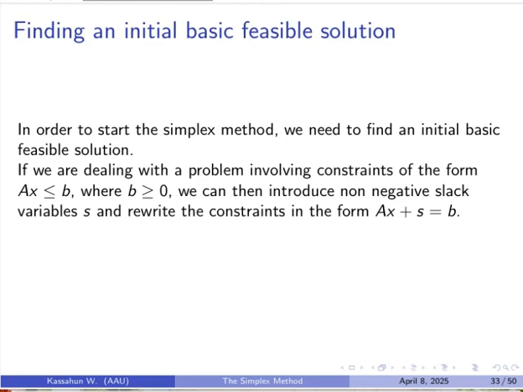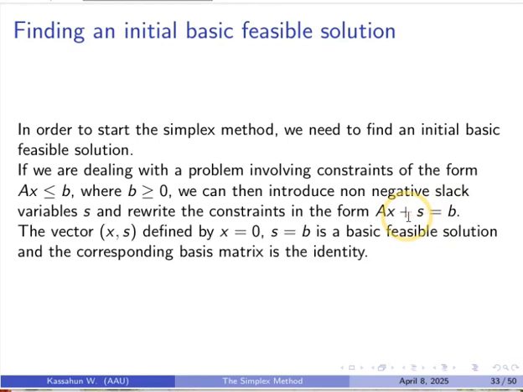Okay, now once you have this standard form, then the vector x is defined by x equals 0, s equals b, which is a basic feasible solution, and you can start with this solution. The corresponding basis matrix is the identity matrix corresponding to these additional slack or surplus variables. Here we are adding slack variables, all of them are positive, therefore we get an identity matrix.